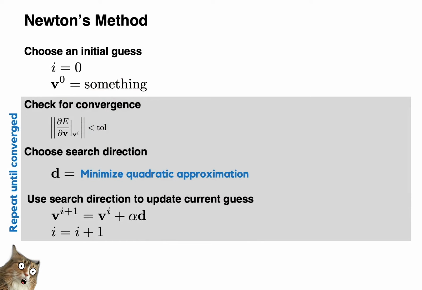Here's the pseudocode for Newton's method. Note that the only difference between it and gradient descent is that the search direction will be chosen by solving an intermediate optimization problem. Offhand, this seems like a lot of complexity to add to our optimization scheme, but we'll see shortly that it really isn't that bad.